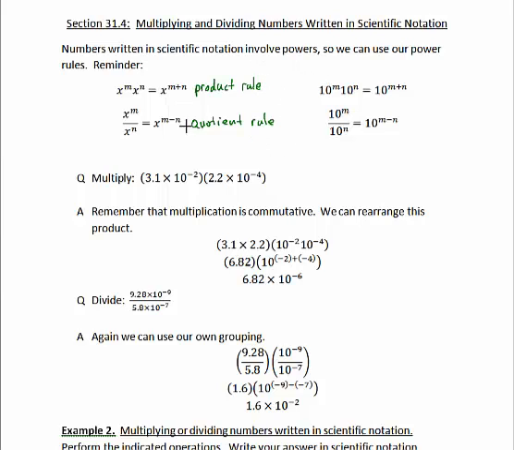We can use the product and the quotient rule. And these rules also apply to 10, and that's what they're showing us over here to the right. 10 to the m times 10 to the n. We do what we do for any other base. If the bases are the same, 10, 10, we just add the exponents. And if we're dividing the tens, we subtract the exponents.